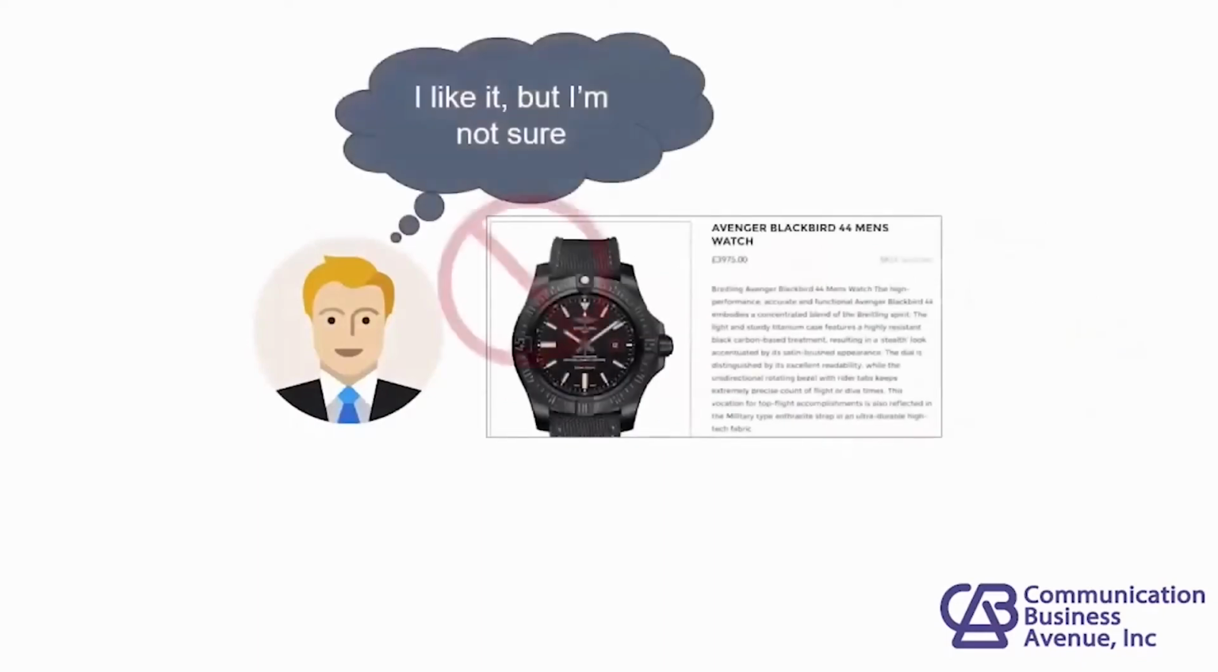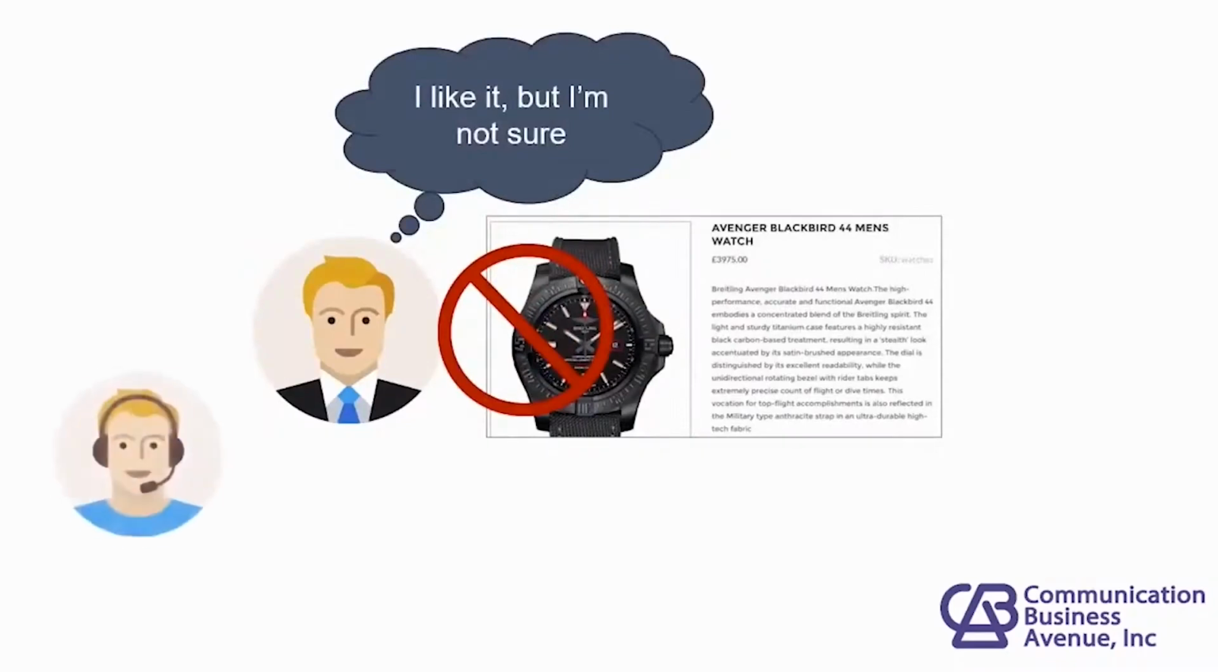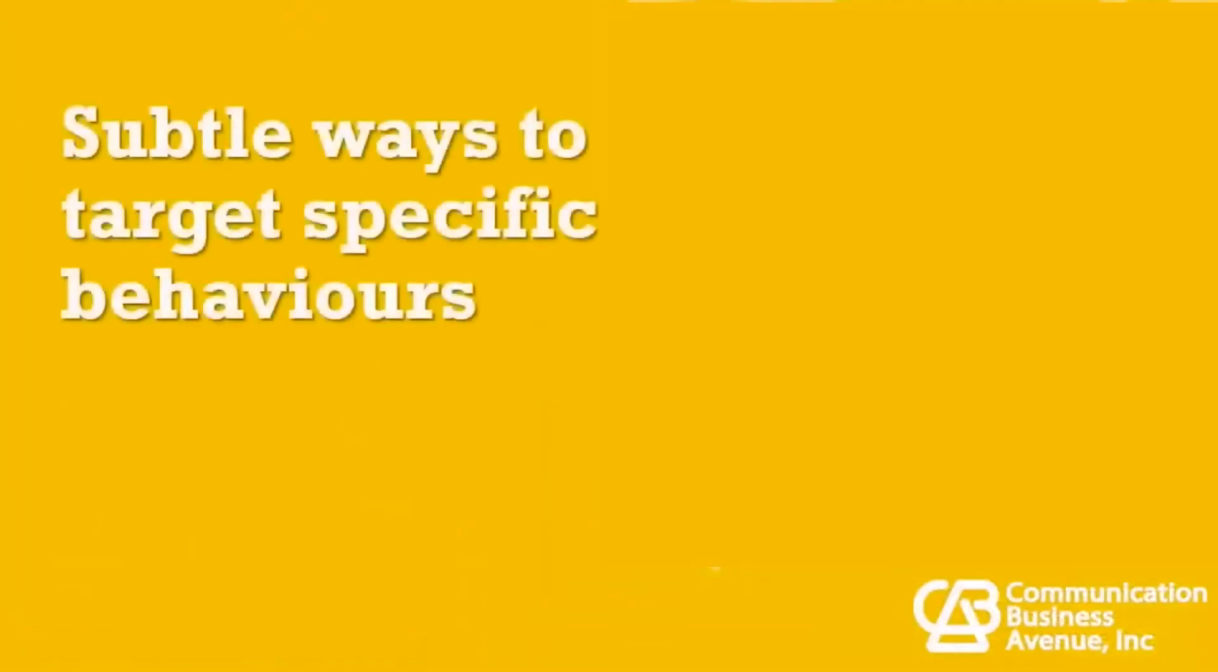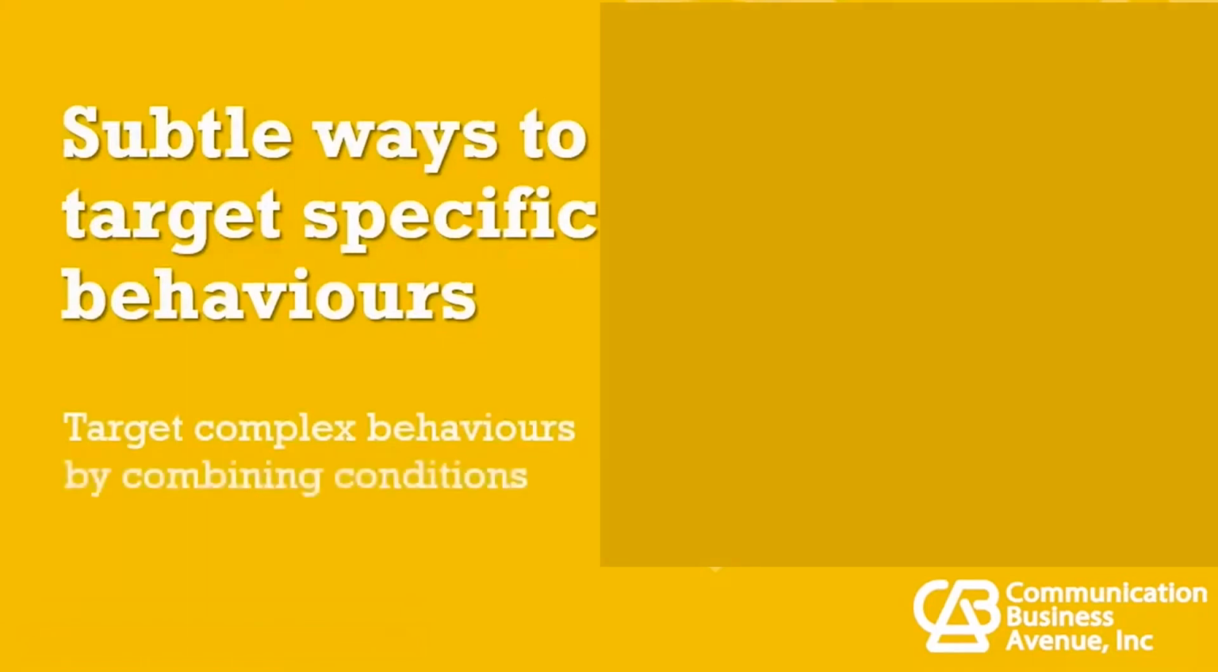Maybe the visitor's been perusing a high-value item for a long time. Perhaps they've questions that we could easily resolve with a chat and remove that friction that's preventing the sale. Now, there's a variety of subtle ways we can target engagements to specific visitor behavior and even build definitions for complex behaviors by combining these conditions. We'll explore a few of them in this video.